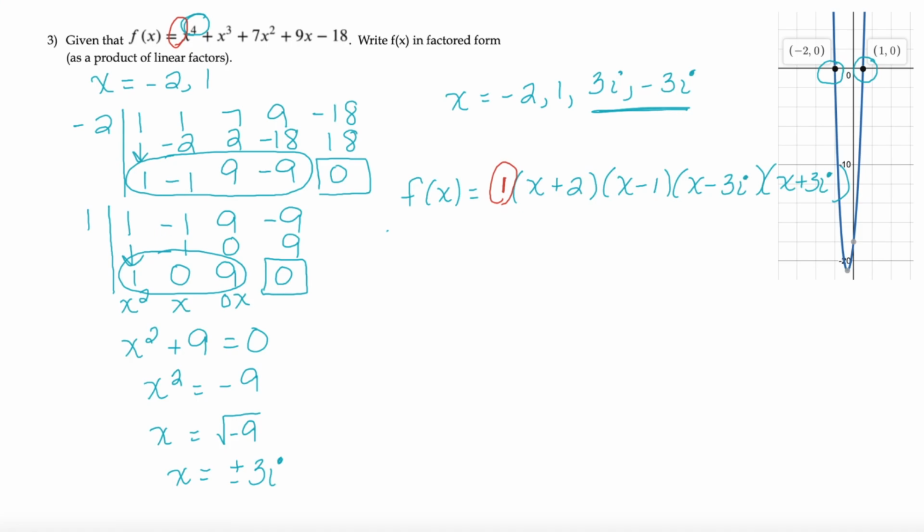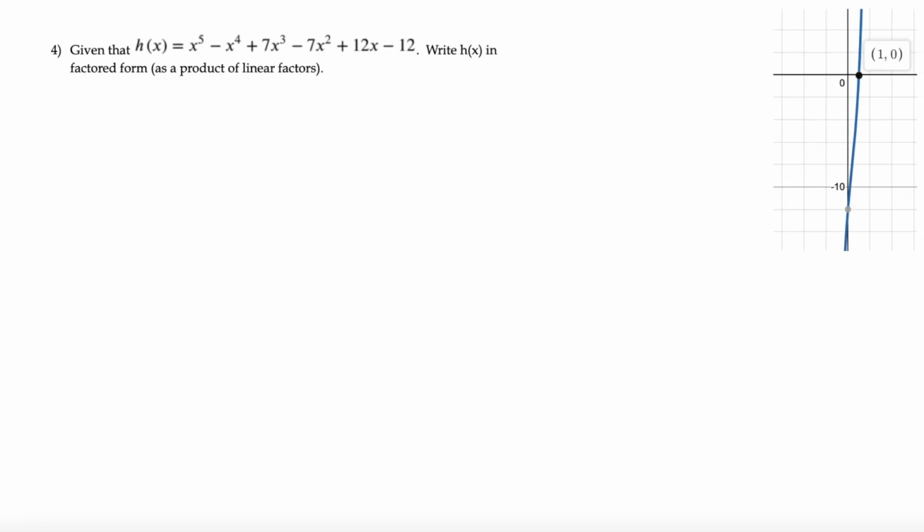Let's try another example on slide 7. Here I have 5 solutions since I have x to the 5th minus x to the 4th plus 7x cubed minus 7x squared plus 12x minus 12. So when I graph this, I see that x is equal to 1, and because it goes straight through, it could be a multiplicity of 1, it could be a multiplicity of 3, 5, etc. So I'm just going to start off by saying, well, I know for sure it's going to be x equals 1.